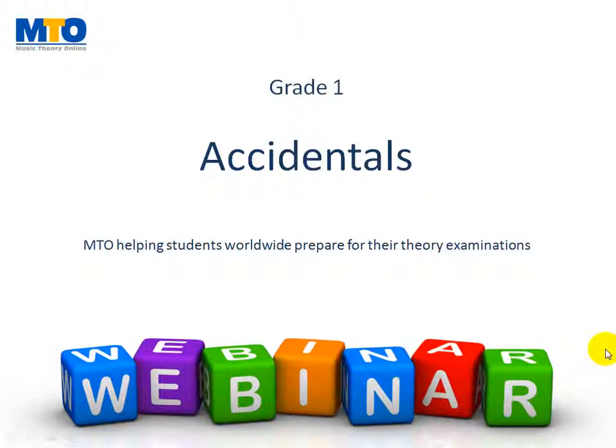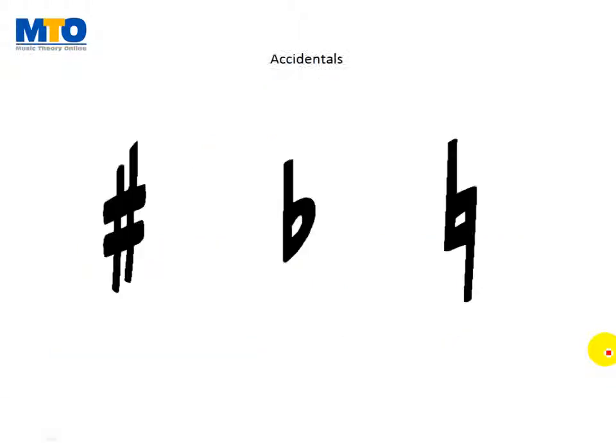Welcome everybody. This module is about accidentals and it relates to the Grade 1 ABRSM theory exam. The accidentals we need to study for this grade are the sharp, the flat and the natural sign. So these are the three accidentals we'll be looking at today.